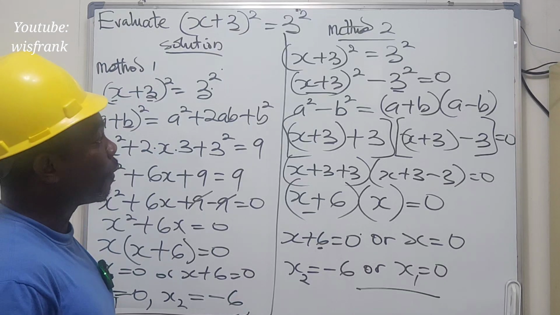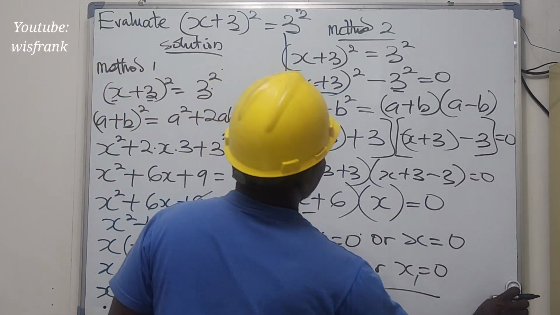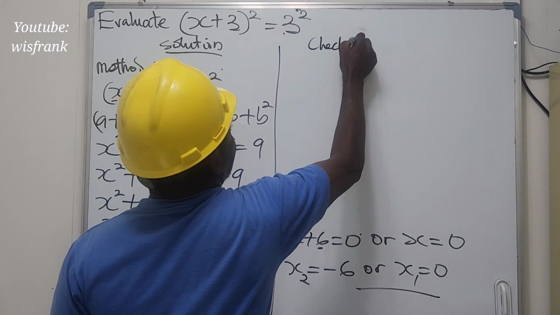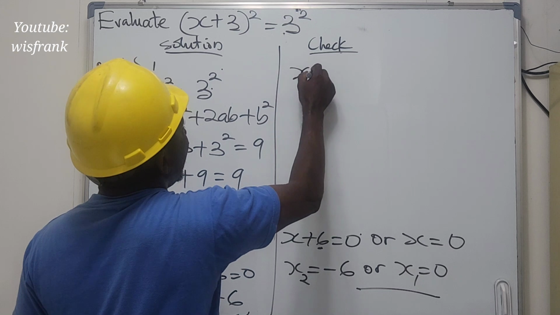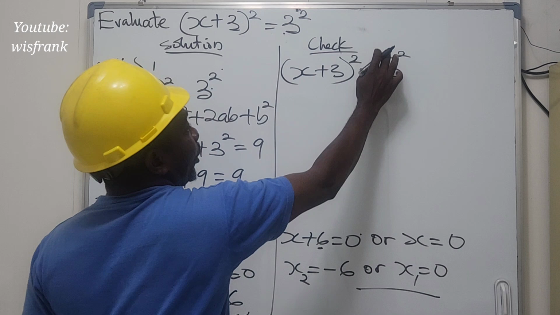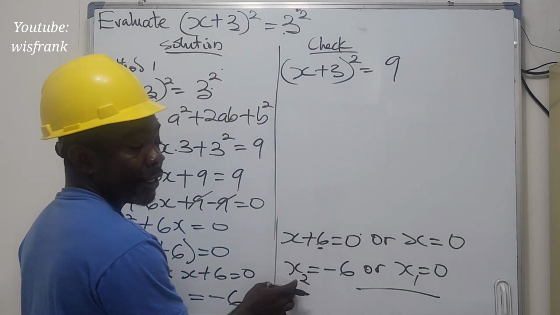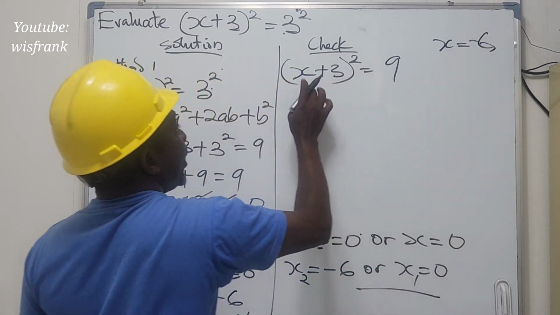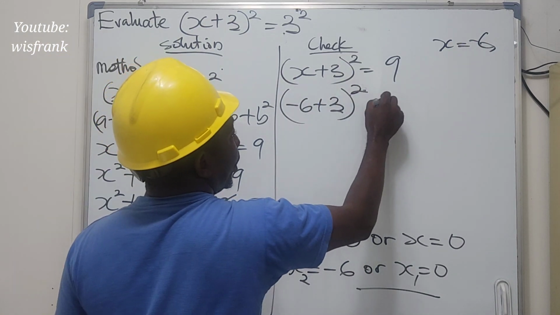We can do a little check for us to confirm this solution of x, whether they will satisfy this expression. Our expression is in the form (x + 3)² = 3². Our 3² equals 9. So here we are going to substitute the first value of x, which is x = −6. So here our x is −6, plus 3, all to the power of 2, equals 9.